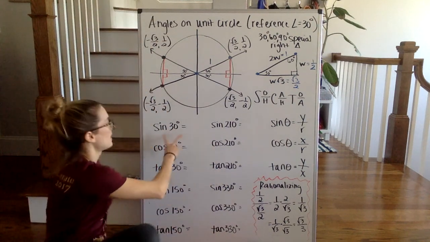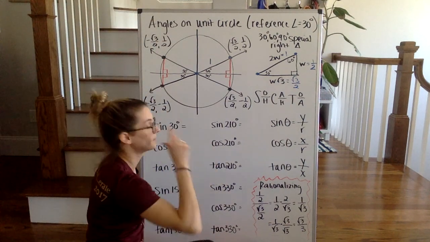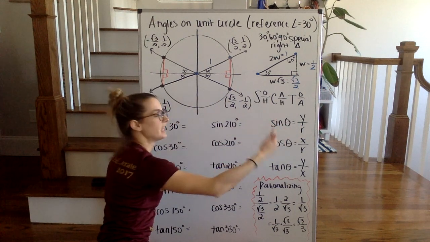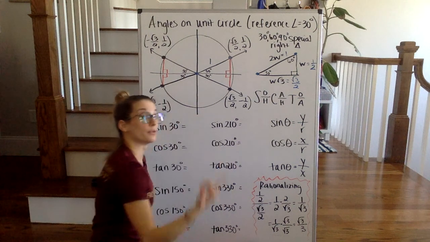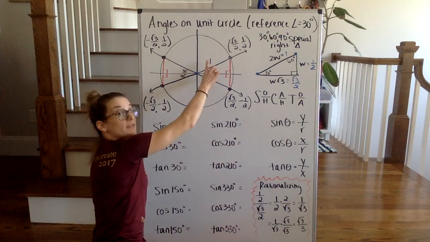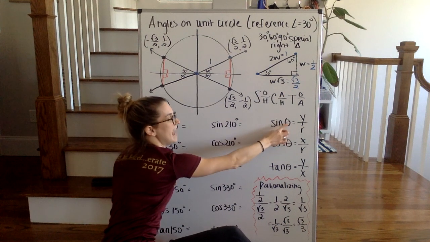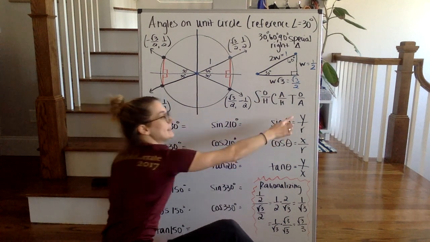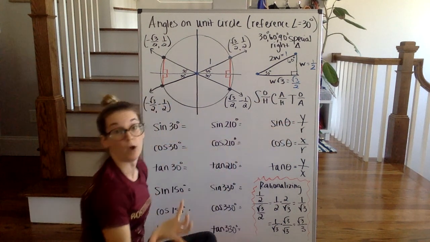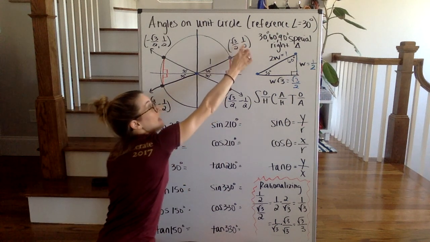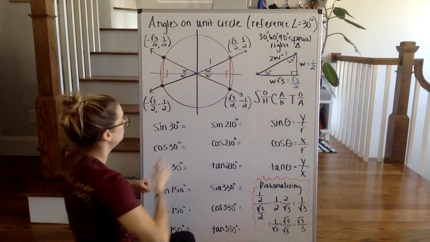So if we think about the sine of 30 degrees, remember what we talked about in the last video? The sine of any angle on the unit circle, any angle theta, is the y-coordinate over the radius. Well, the radius of this is 1. Therefore, all I have to do to find the sine of any angle on this circle is to take the y-coordinate and divide it by 1. Okay, so sine of 30, looking at your y-coordinate, that's going to be 1/2 divided by 1.